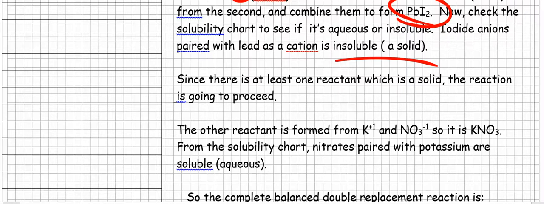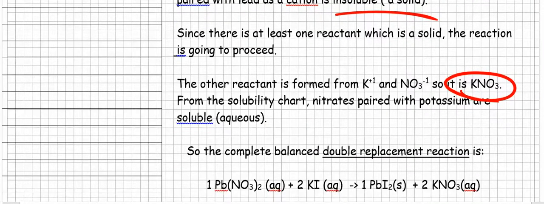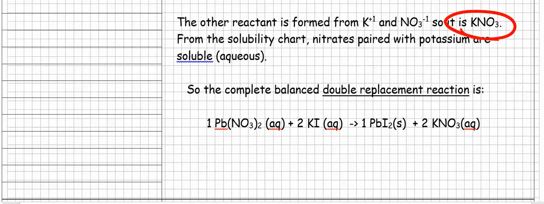Now, the other product is formed from K+1 and NO3 -1, right? So it is KNO3. So we're going to put these together. The potassium with a charge of +1 and the nitrate with a charge of -1. We get potassium nitrate. Now, from the solubility chart, nitrates paired with potassium are soluble. So remember, all nitrates are soluble. There are no exceptions. So it's aqueous, but that's okay because we've already determined that one of them is a solid. So let's complete the double replacement reaction.